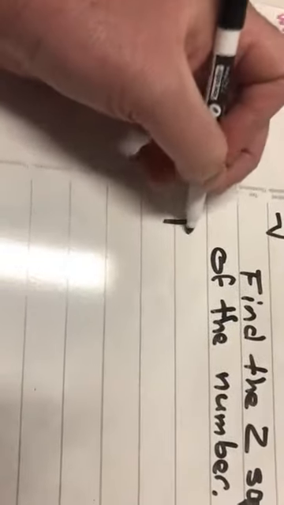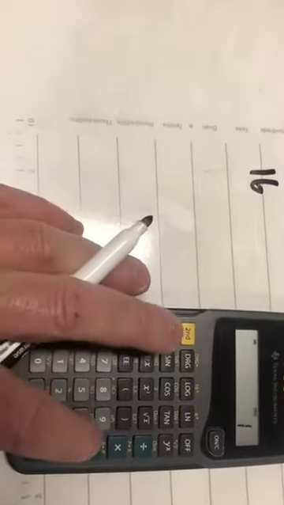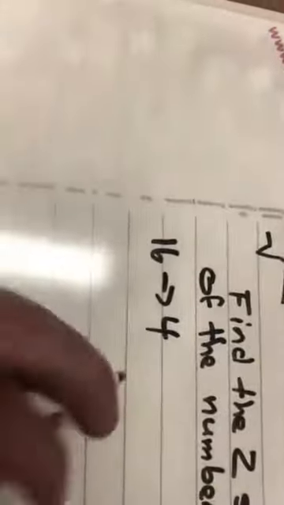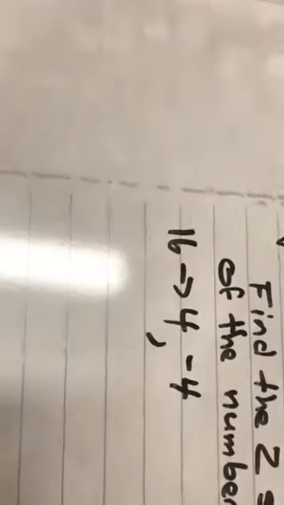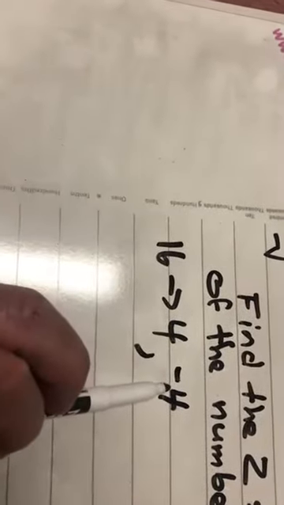For example, 16. Well, if you were to plug it into your calculator, and I'm not going to use the calculator for everyone, but I'm going to show you the number 16. So I'm going to punch in 16. I'm going to press my square root button, and it's going to tell me that the square root of 16 is 4. But if I really stop and think about it, another square root for 16 would actually be negative 4, because we know that a negative times a negative equals a positive. So negative 4 times negative 4 would equal 16.